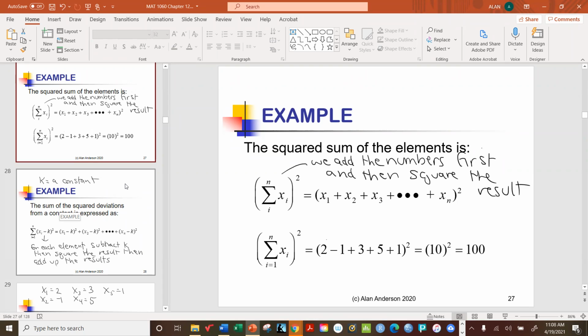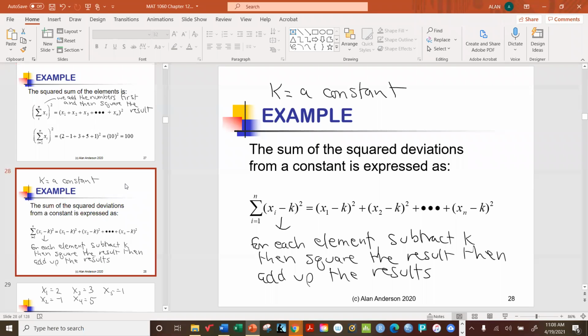What are we going to do next? All right, let's find out. So first of all, I want to point out that this K that you see here in this formula is a constant. It could be 3, it could be 7, it could be 52, it could be anything. So for each element, you have to do two things. You subtract K, square the result, and only then do you add up the results. All right, so there's a lot going on here, isn't there?